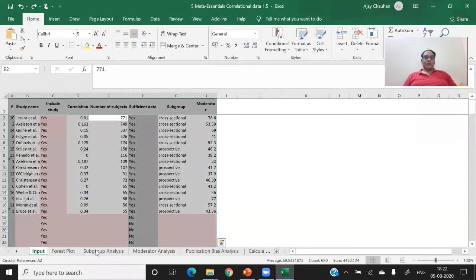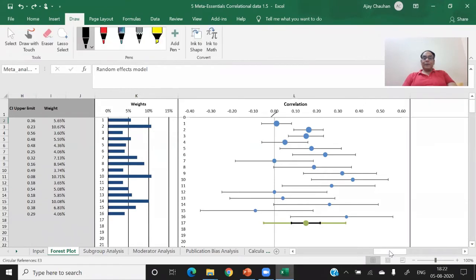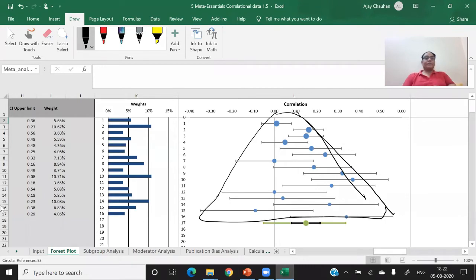Let the software run. Now the software has run, and we have the plot. Now we are going to discuss this plot. This plot is like this. So we have this plot. Now my question is very simple. Why does this plot look like a funnel? Ideally, this is a funnel plot.